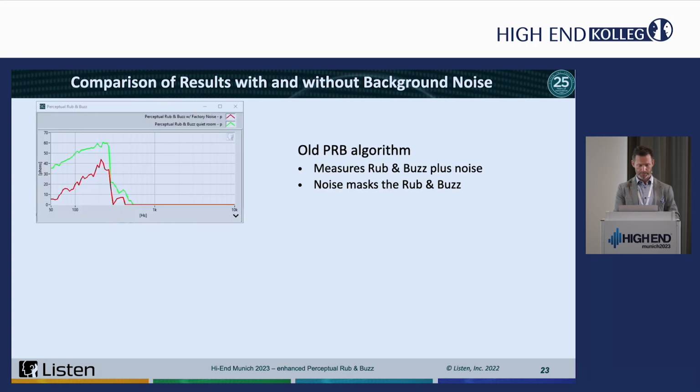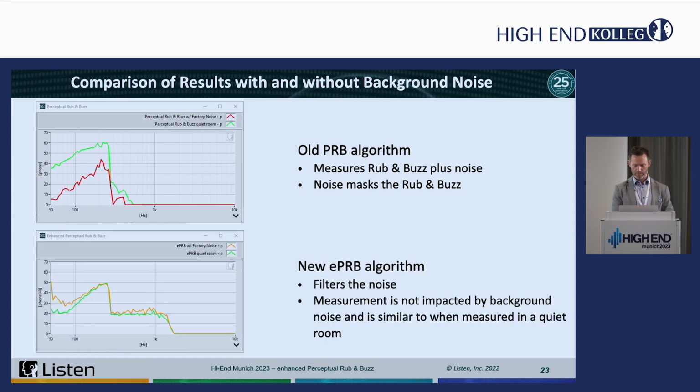So here, this top graph would show the result with the old algorithm in SoundCheck, and the green curve would indicate the perceptual rub and buzz without background noise. And the lower level red curve is the measurement with the background noise. So as you can see, the algorithm detects much lower audible distortion in the presence of background noise. And in the lower graph here, we see the performance of the new algorithm with the same input signal. So it shows very little difference in the measured perceptual rub and buzz with and without background noise.